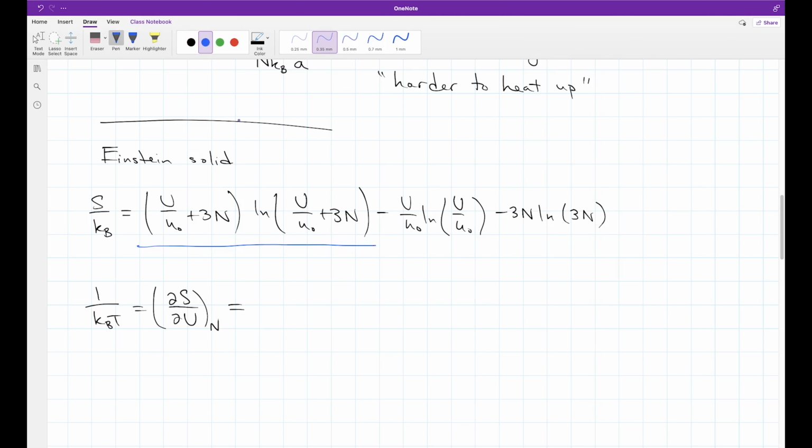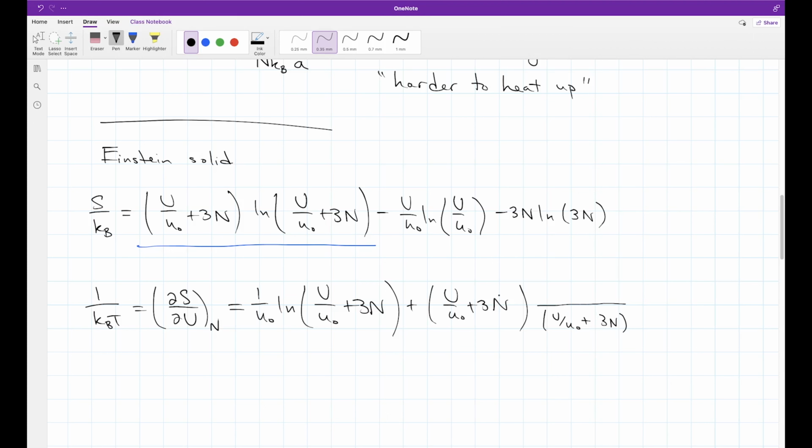So let's do this first term first. All right. We'll treat the first factor of that term first. Just taking its derivative, we get just 1 over u naught. And then we just copy down our log term once again. For the second factor in the product rule, we'll just copy down our U over u naught plus 3N, and then take the derivative of the log. Now, if we were to just take the derivative of log, we get 1 over the argument, so that's 1 over U over u naught plus 3N, but then we need to use the chain rule. Inside of the log, U is multiplied by a factor 1 over u naught. So we need to multiply this by that factor in the numerator.